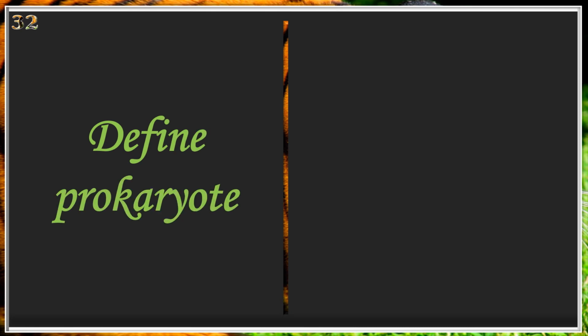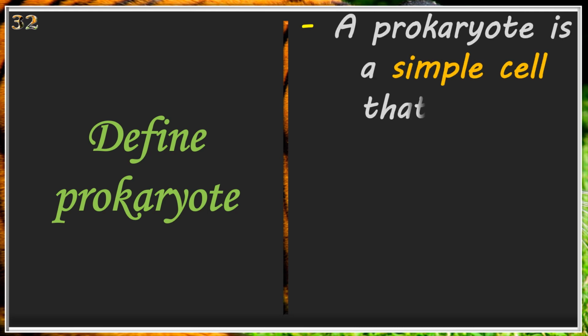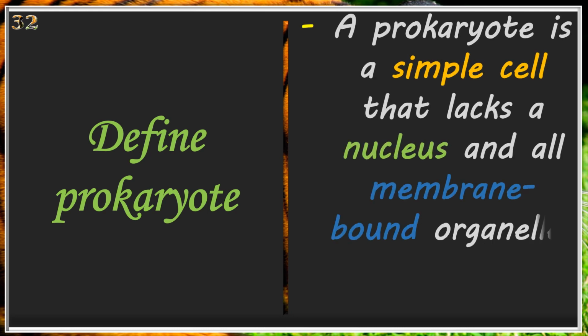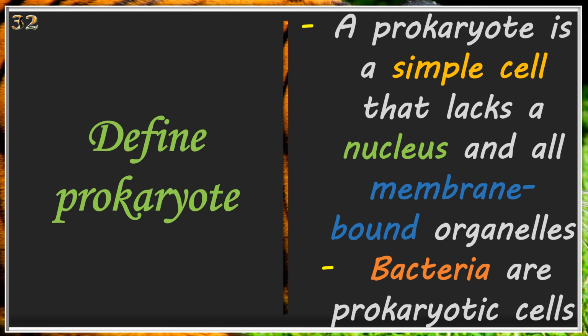Define prokaryote. A prokaryote is a simple cell that lacks a nucleus and all membrane-bound organelles. Bacteria are examples of prokaryotic cells.